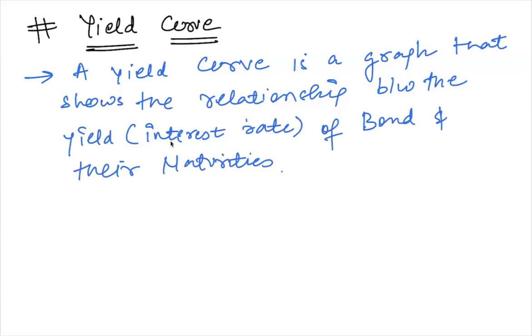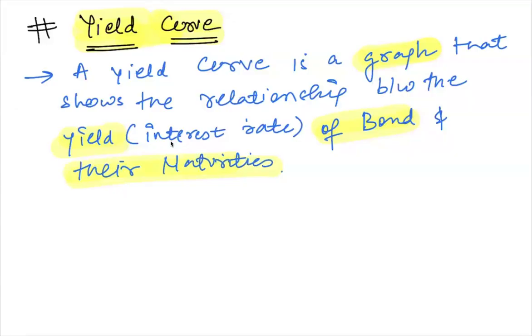So what is a yield curve? A yield curve is nothing but a graph. The good part of being in finance is that the names that have been given have a lot of logic behind them. So if you see what a curve is, it is a graphical representation that shows the relationship between the yield of the bond and their maturities.